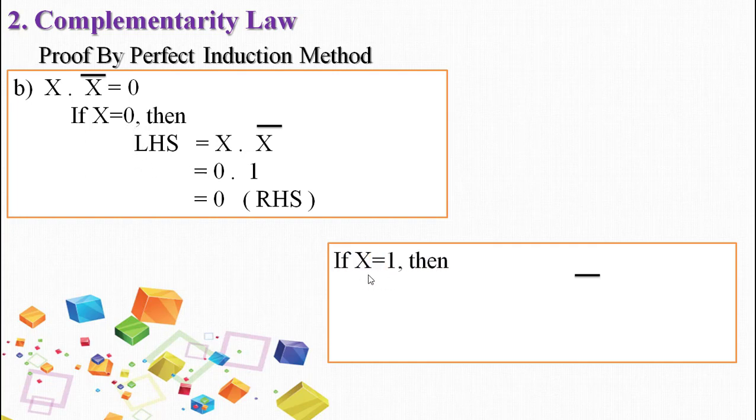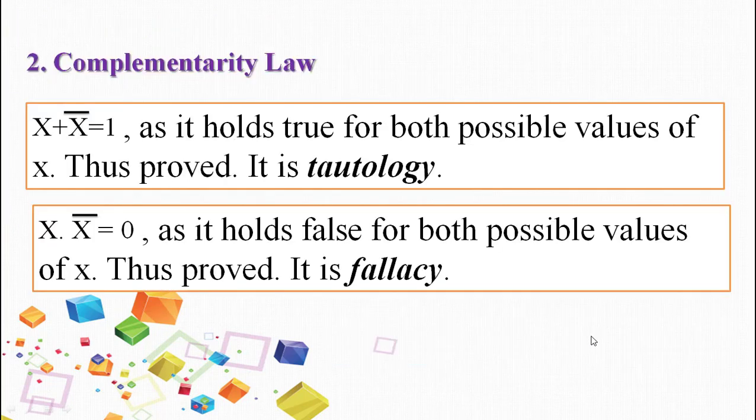Now if the value of x is assumed as 1, then the left hand side will be x into x bar. Substitute the value of x as 1 and x bar as 0 because it has been complemented. So 1 multiplied by 0 is equal to 0, which matches the theorem of the complementarity law. So hence we are proving the complementarity law with the proof by perfect induction method.